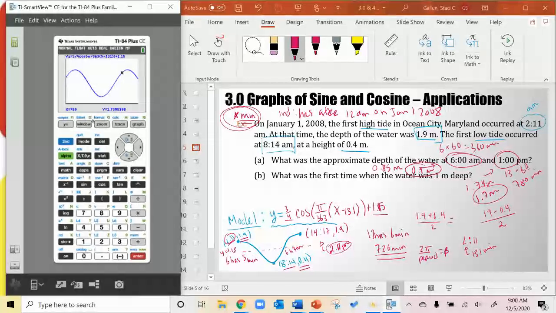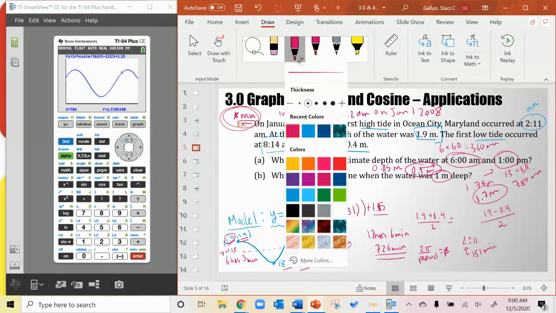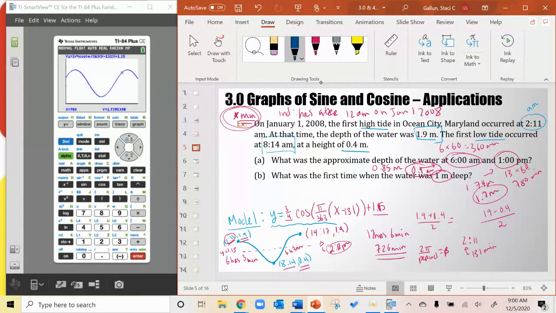So using the model, in this second one over here, when it's asking you what's the first time that we get to 1 meter deep, it happens more than once, right? It happens sinusoidally. So you want to think, from this starting point, where's the first time I get to 1 meter? Like on the way down, right? So mathematically, what I'm doing is 1 equals 3/4 cosine of pi over 363 times x minus 131, plus 1.15, right?